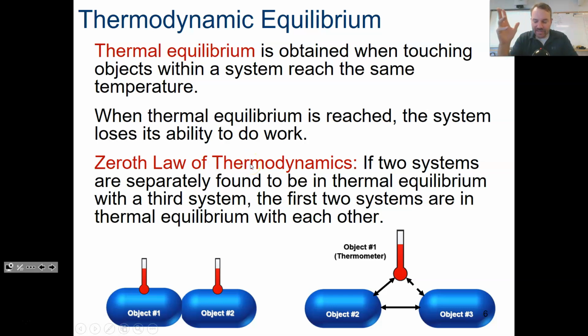It's kind of the transitive property. If A is in equilibrium with B and B is in equilibrium with C, that also means that A and C are in equilibrium with each other. It's kind of like the transitive property. If A then B, and if B then C, well then A then C.